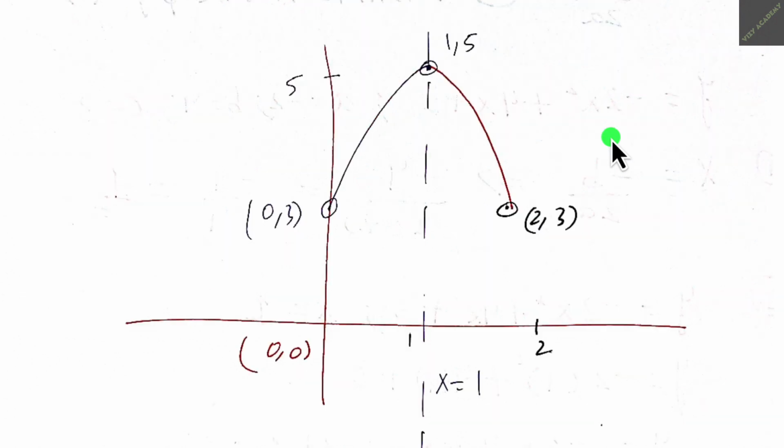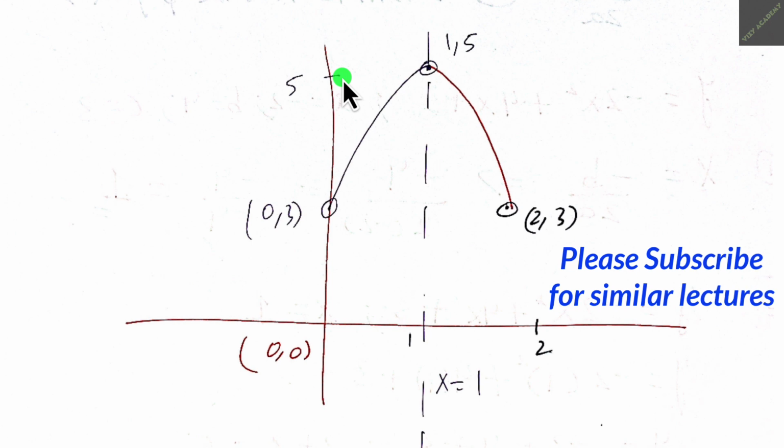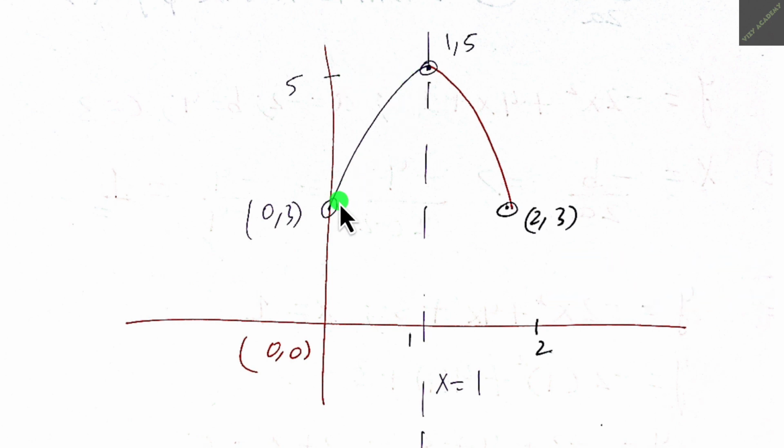So (0, 0) is the origin of the graph. First draw the axis of symmetry at x equal to 1. Now plot (1, 5). So x is equal to 1 and y is equal to 5. Next we will plot the y-intercept, which is (0, 3). Join these two points. Now the third point will be the symmetrical point.